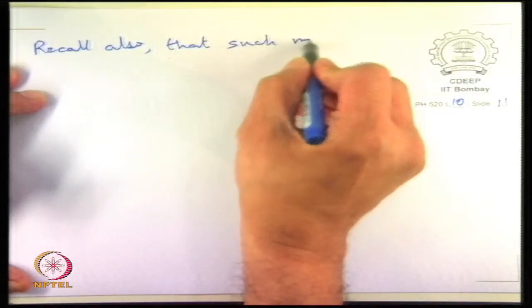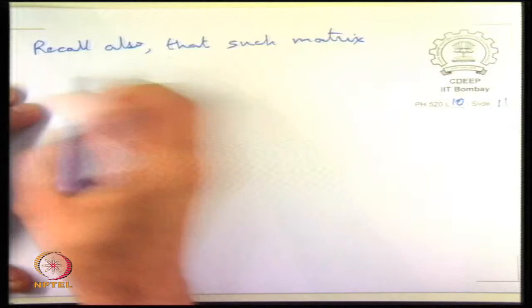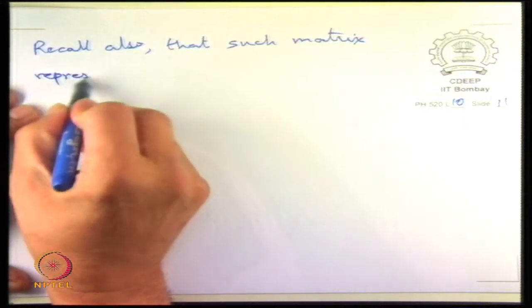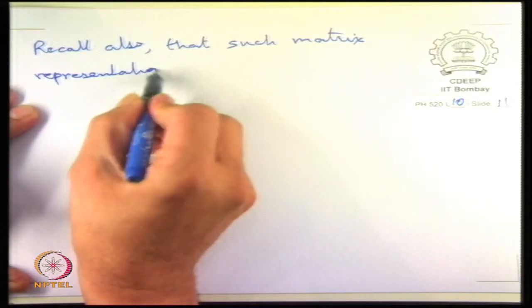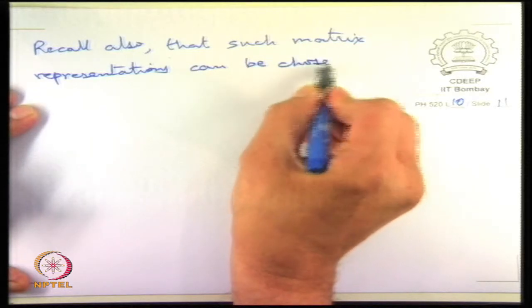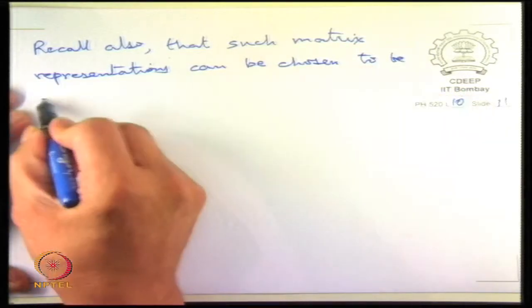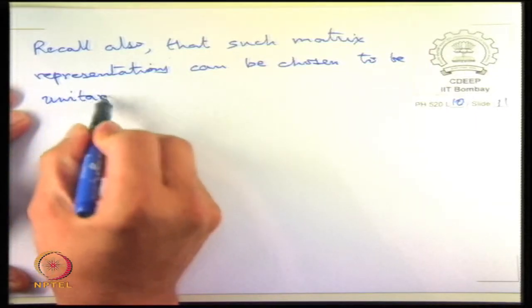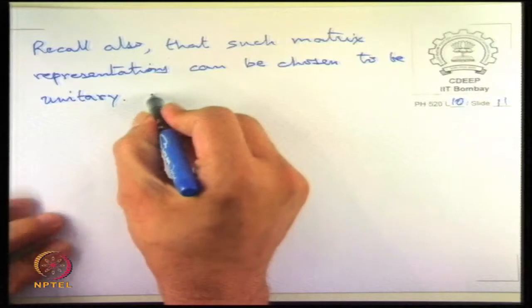Okay. So the only next thing I want to remind you is that we also checked last time that you can always make any representation unitary. So all these matrix representations can be chosen to be unitary. In other words, the matrices D are unitary.